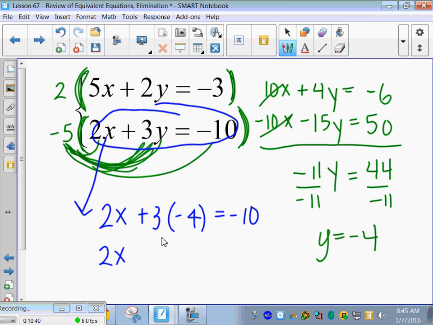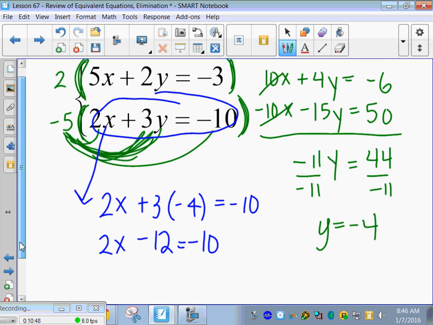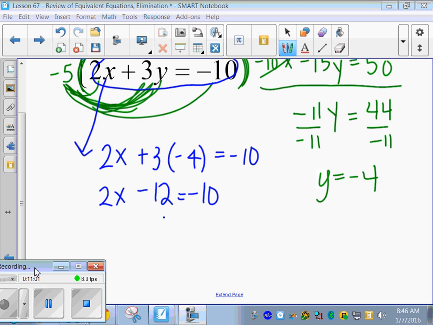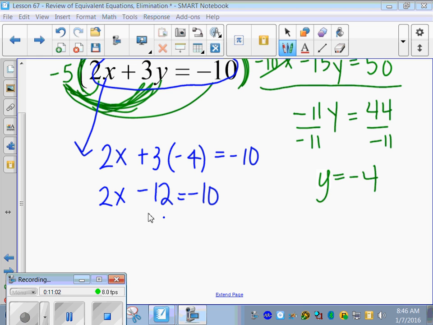So 3 times negative 4 is what, you guys? Wow. All right, what do we do next? All right, you guys solve the rest of this. Riley, solve it for me. Tell me what you get for x. Okay, I like your answer. So we'd add 12, right? Add 12, 2x equals 2. Divide by 2, and x is 1.